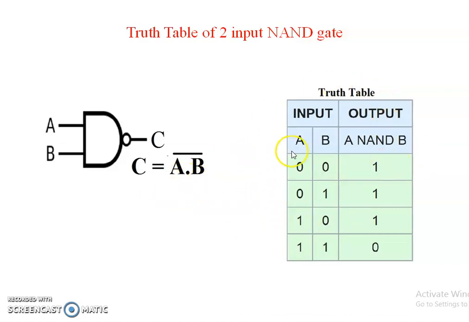Now, what will happen in truth table? NAND gate gives high output when any of the input is low. Always remember that NAND gate gives high output when any of input is low. Otherwise, the output of NAND gate is low. Here, output is low when both inputs are high.